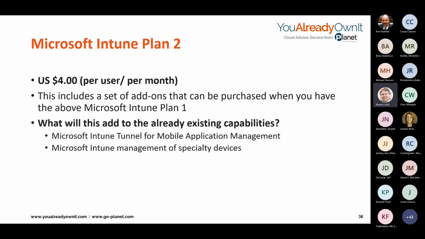But I don't know how they can pull them apart, honestly, because you log in and you see it in the Intune portal. So I don't know, but okay. And then Plan 2, that's $4 per user per month added on to the Plan 1. So it's an add-on, but it gives you those two capabilities, the tunnel and the specialty device management.